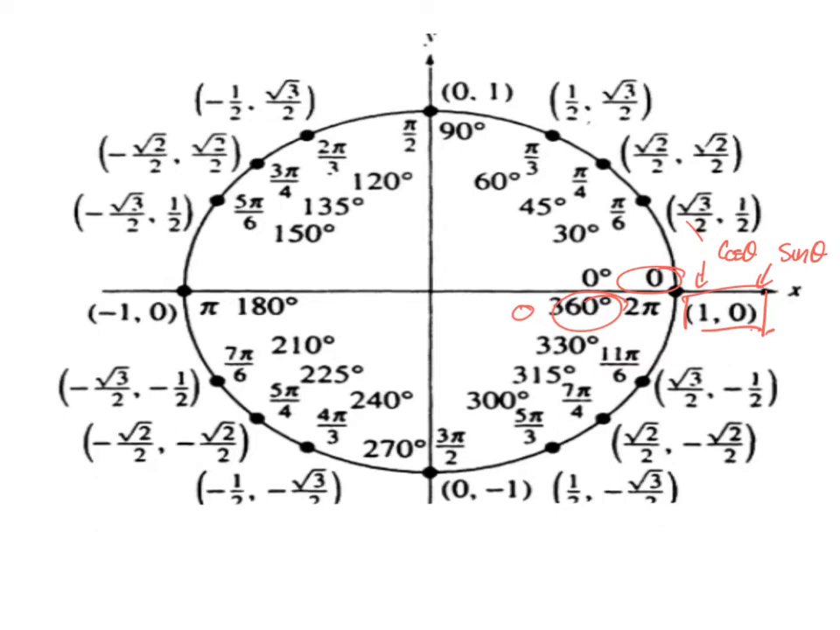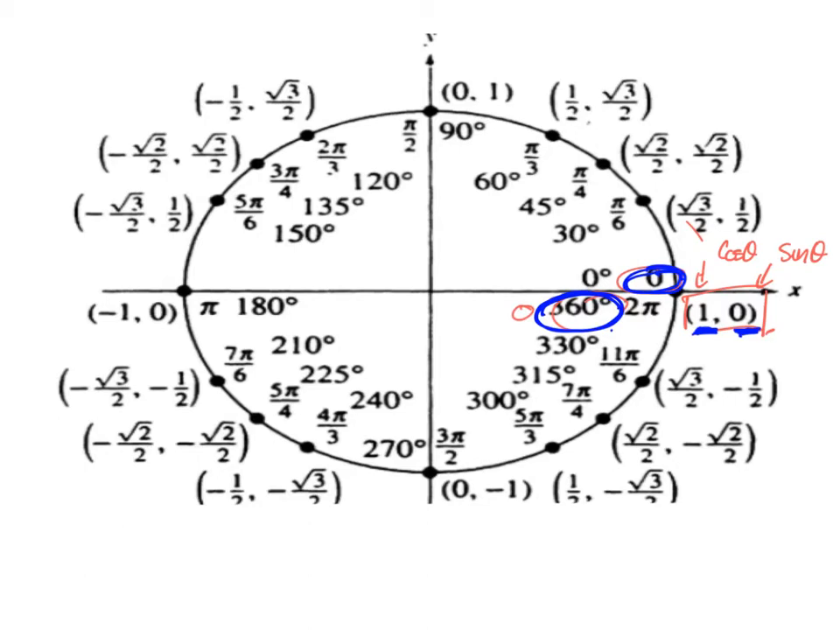So cos of 0 would be equal to 1. Sine of 0 is equal to 0. Okay, it could be cos of 360 degrees. That is 1, because remember, cos is always our x value. And sine of 360 would be 0.